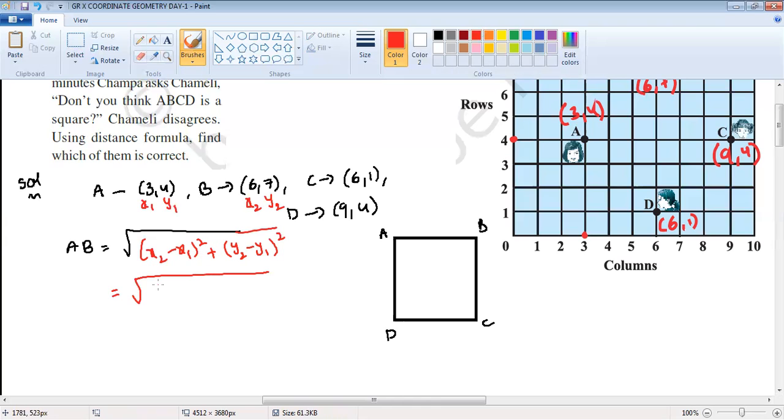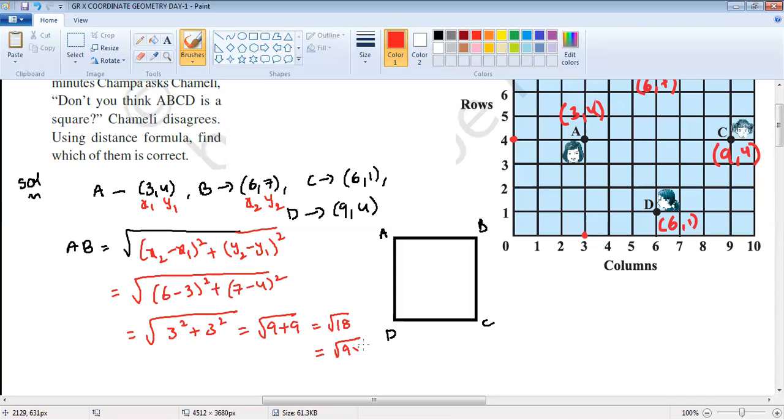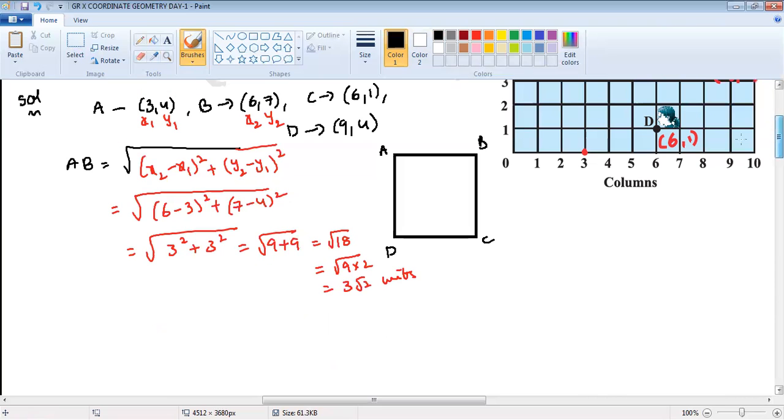So now, when you are taking x2 minus x1, 6 minus 3 whole square plus 7 minus 4 whole square. So 6 minus 3 whole square, which is 3 square plus 3 square. So root 9 plus 9, root 18. So root 18, we can write it as 9 into 2. So 9 into 2, which is 3 root 2 units. 3 root 2 units. Now, similarly, we have to go for BC also.